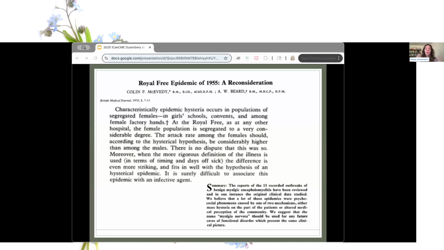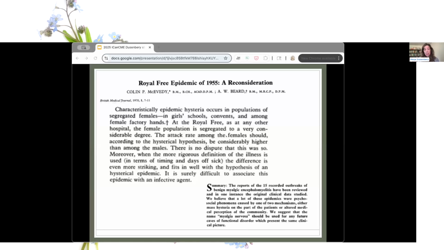Collectively, the fact that there was this gender imbalance in the condition was very explicitly pointed to as a reason that there couldn't possibly be a biological explanation. It must be a psychogenic one.